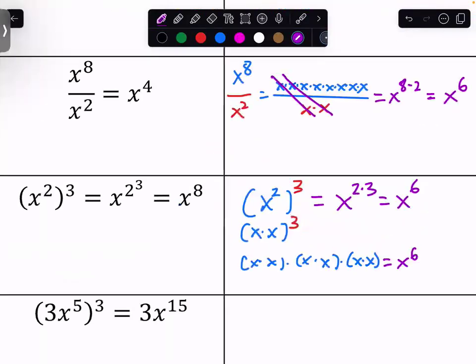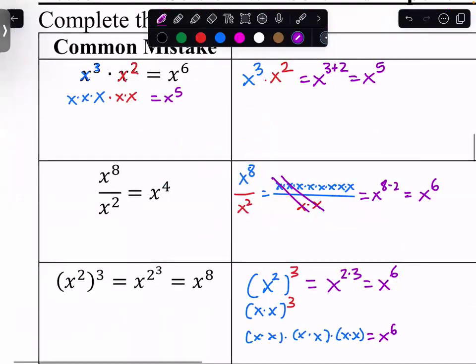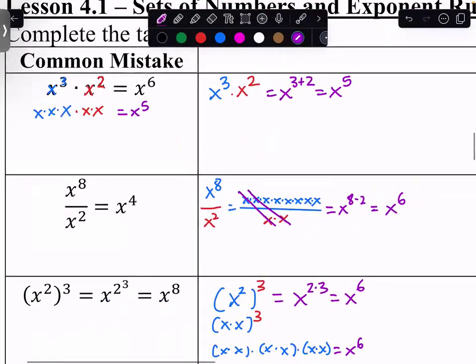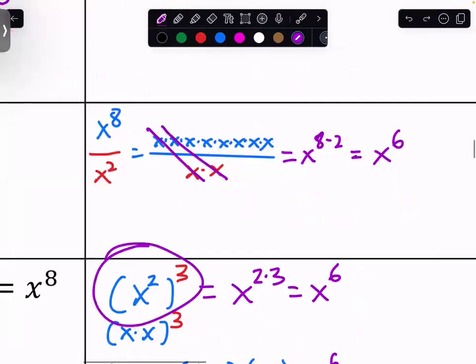Make sure you see the difference between the first situation and the third one because they're very similar. But when you have two different x terms multiplied together, that's when you add them. 3 plus 2 is 5. But you see here, the letter x only shows up once. So it's not two different terms, it's one term with two exponents. So that's where you multiply the exponents instead.